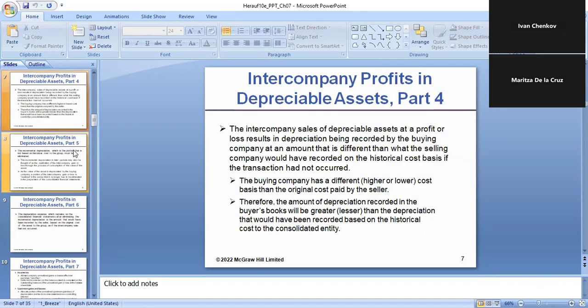So what is the intercompany sales and depreciable assets? Now, the buying company has a different cost than the original cost. Therefore, the amount of depreciation recorded on the buyer's books will be greater.